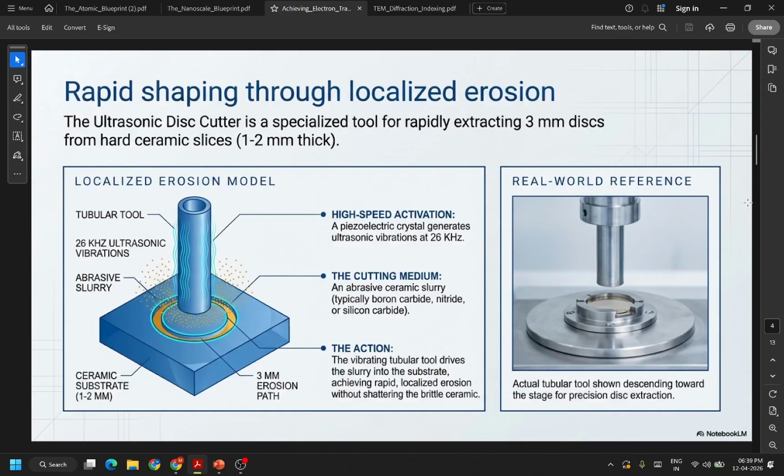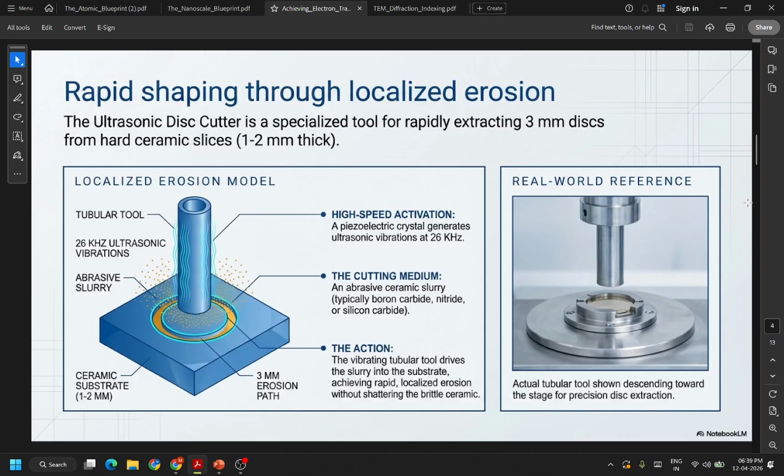So the ultrasonic disc cutter is a specialized tool for rapidly extracting 3 mm discs from hard ceramic slices. So it is a tubular tool, and it gives ultrasonic vibrations in kilohertz, and there is an abrasive slurry.